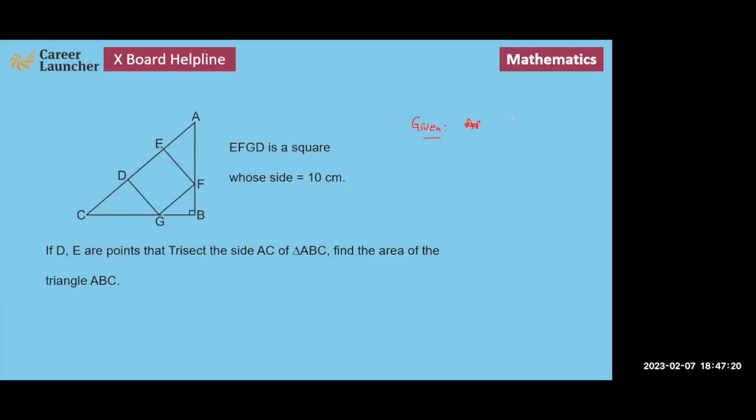Given data is: EFGD is a square, right? And EF is equal to GF is equal to GD is equal to ED is equal to 10. D and E trisect AC, it means CD is equal to DE is equal to EA. And we need to find the area of triangle ABC. So let me see.